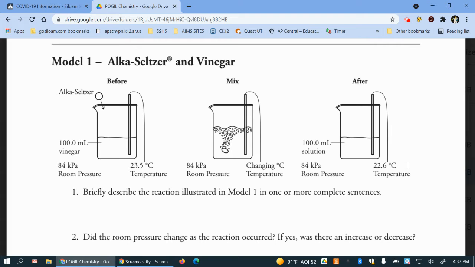Question number 2. Did the room pressure change as the reaction occurred? And if yes, was there an increase or a decrease? Pause and answer this question. Did you say the room pressure stayed the same? So 84 kPa all the way across. That probably means that the pressure of the room is not affected by what's going on in the beaker.